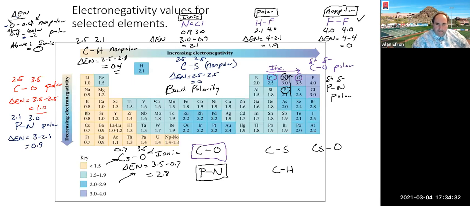Okay, so last time we started talking about bonding. We talked about really the two major classes of bonding. We have our ionic bonding, and our ionic bonding is between a metal and a non-metal.